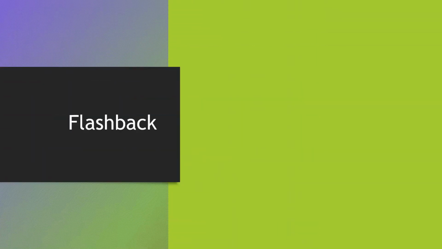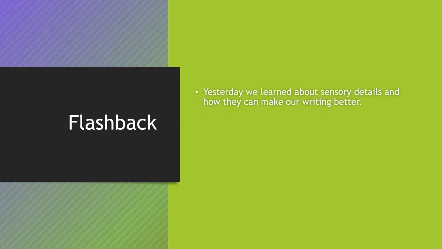Let's have a quick flashback about what we learned yesterday. Yesterday, we learned about sensory details and how they can make our writing better. Sensory details allow the reader to imagine or visualize what we are writing about. We use sensory details to make sure that our readers are excited and can visualize what the story is talking about. We want to use certain words to really put that picture in their head.